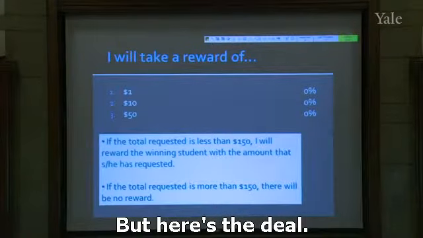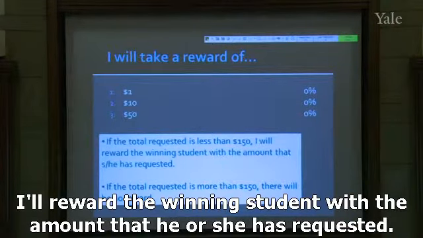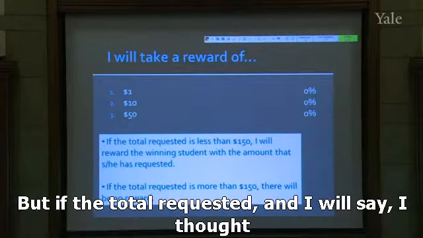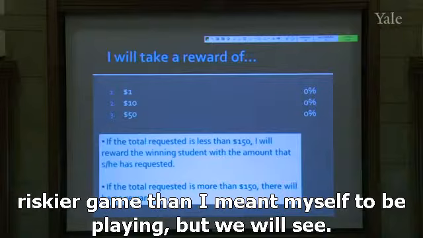But here's the deal. If the total requested is less than $150, I'll reward the winning student with the amount that he or she has requested. But if the total requested, and I will say I thought there would be more clickers than there are. This is a riskier game than I meant myself to be playing, but we will see.